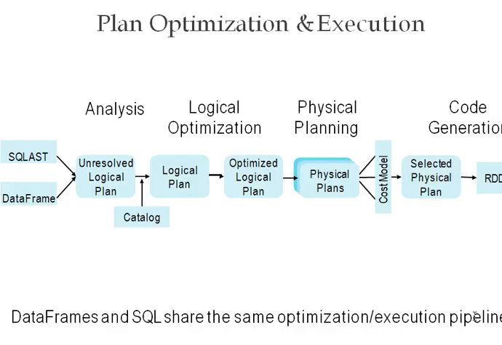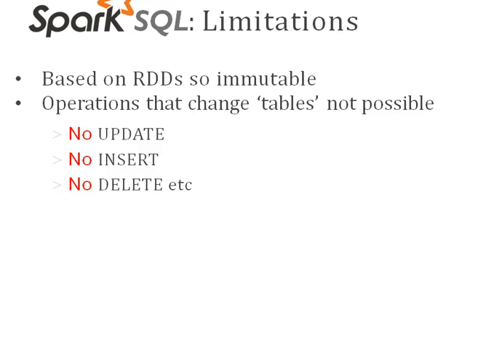So we have seen this diagram earlier. DataFrame and SparkSQL share the same optimization pipeline. However, SparkSQL has some limitations which we probably need to pay special attention to.